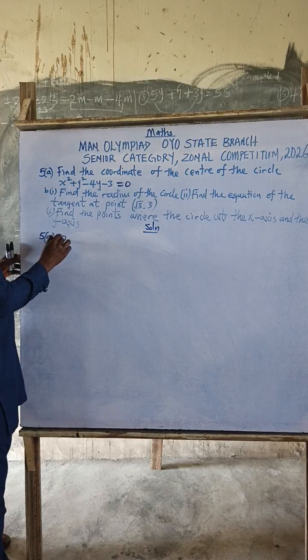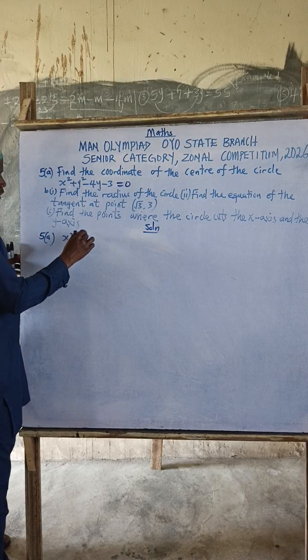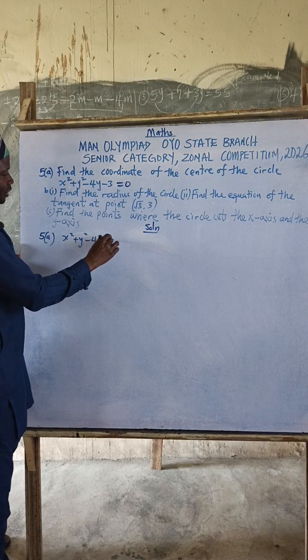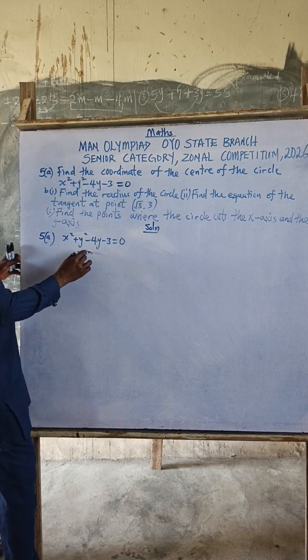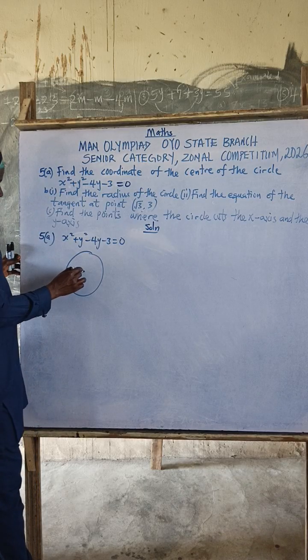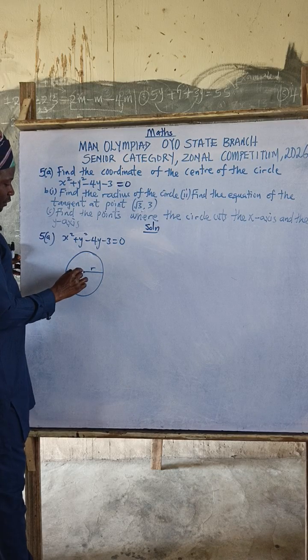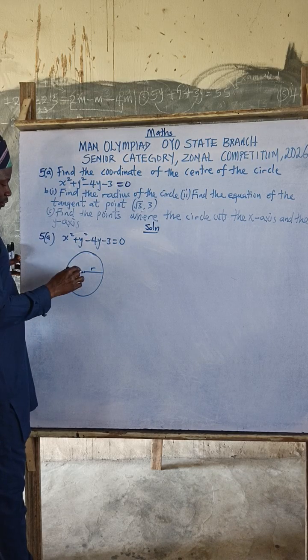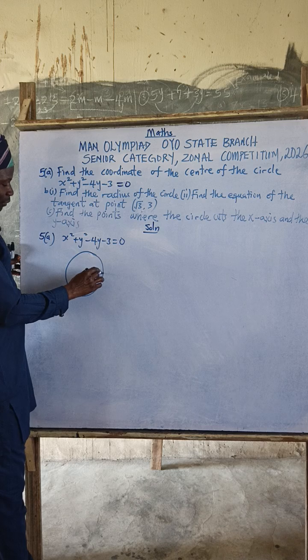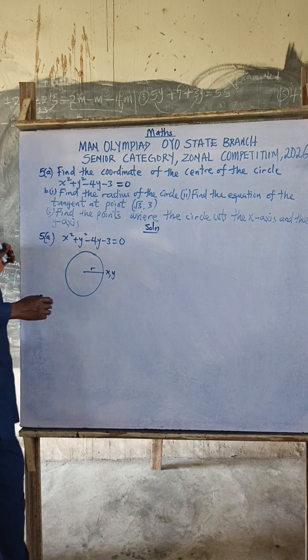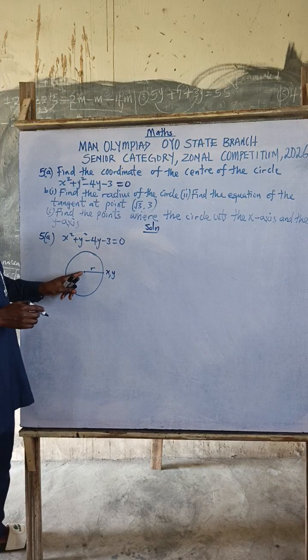With this given equation, x squared plus y squared minus 4y minus 3 equals 0, we have a circle. This is our circle now. From the center to any point on the circumference is said to be the radius, r. Now, to define this circle, we have a center here. Then we have another point, let's take this point as (x, y).